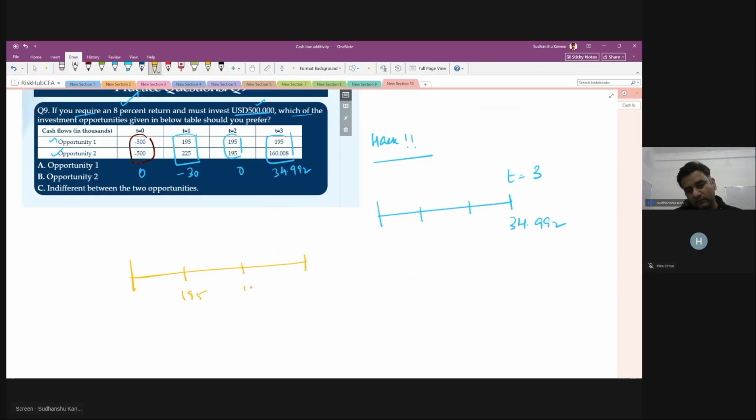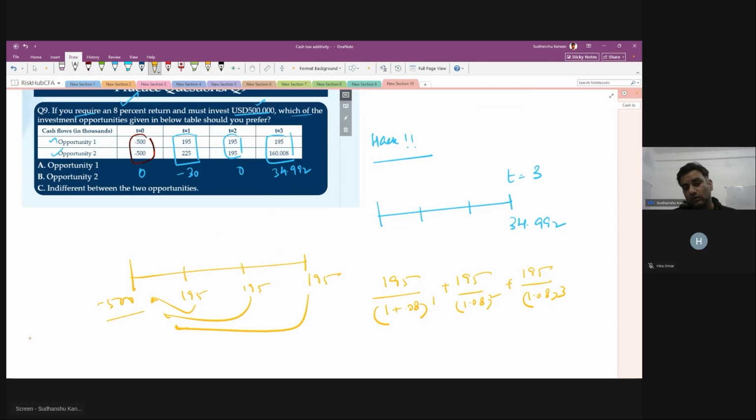195, 195, 195, right? Just calculate the present value of these three things. If you try to calculate the present value of these three things, what will happen? You will have 195 divided by 1.08 raised to power 1, 195 divided by 1.08 square, and 195 divided by 1.08 cube, but you have the present value of this minus 500 also.